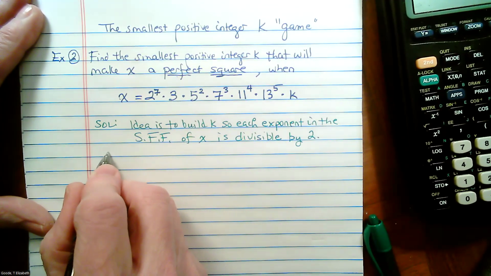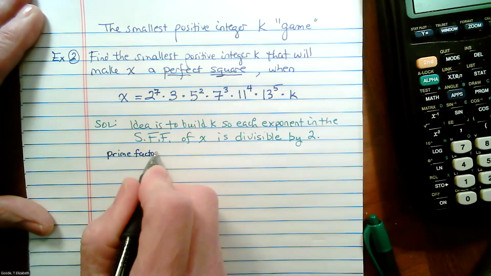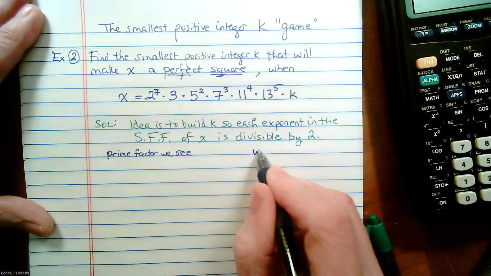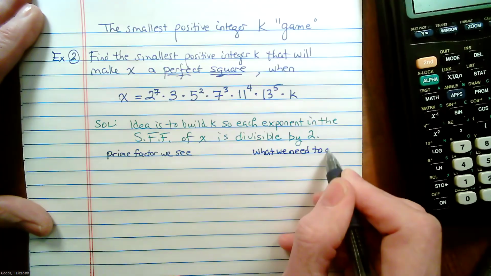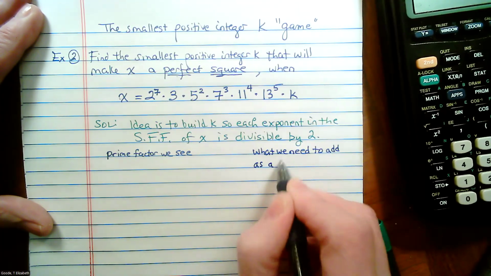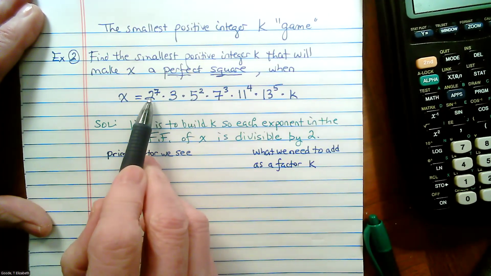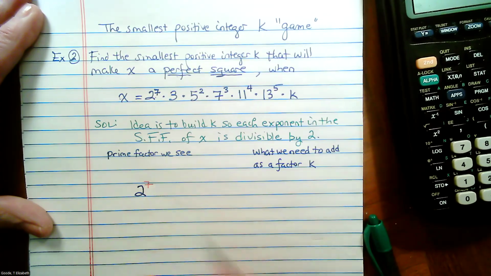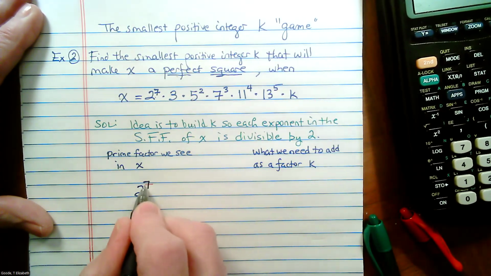So for each prime factor we see, we'll note what we need to add as a factor of k. We'll make a little chart. All right, so let's start with the first prime factor that we see. The first prime factor we see is 2 raised to the 7th. All right, 2 to the 7th.